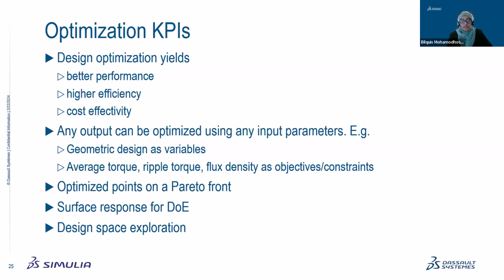And from there, we can obtain a Pareto front, which is very useful, where you have the different optimized models. From the different optimized models, you can make a more informed decision on what model to use, in which case, depending on the specification sheet requirements. You can also use response surface to create a design from a design of experiment that you've created, and also design space exploration.